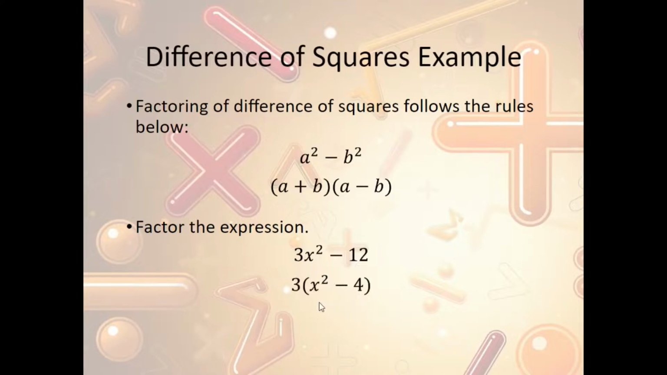Now we have a difference of squares inside the parentheses, so we can factor that. So this is really x squared and 2 squared. So this would be x plus 2 times x minus 2. So this becomes 3 times x plus 2 times x minus 2.